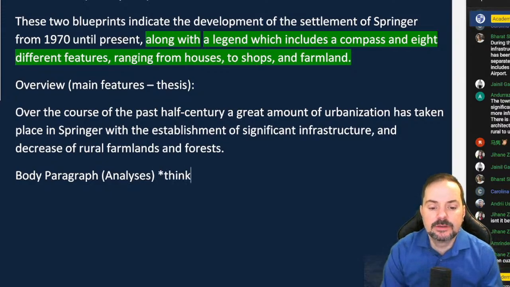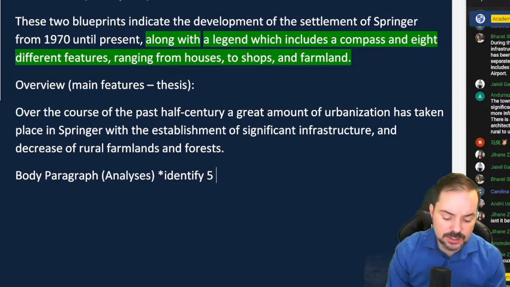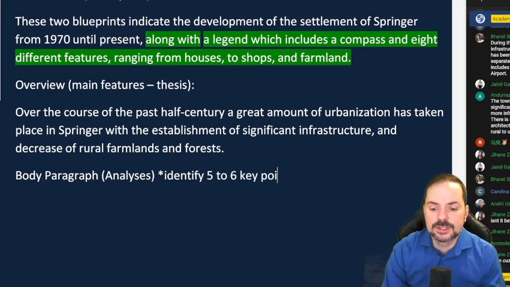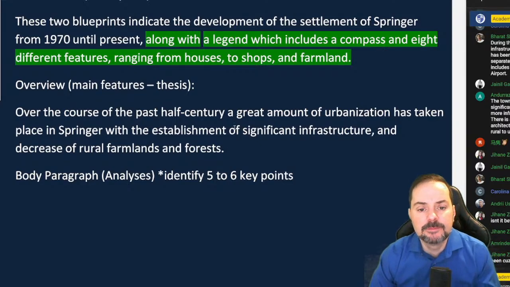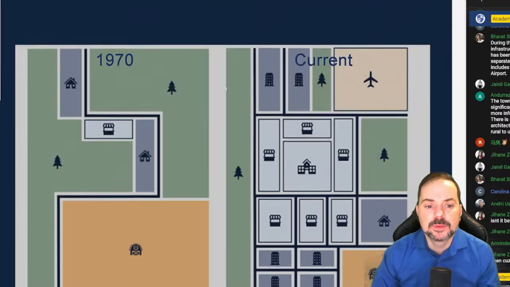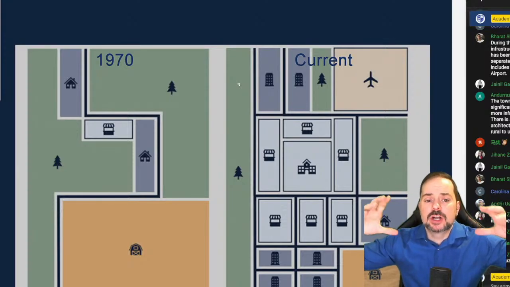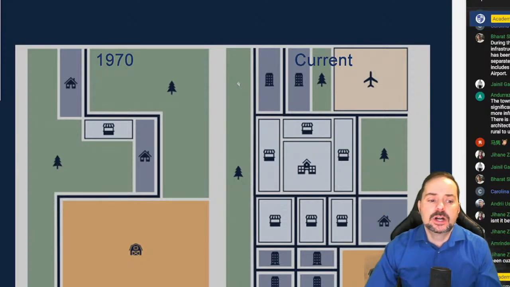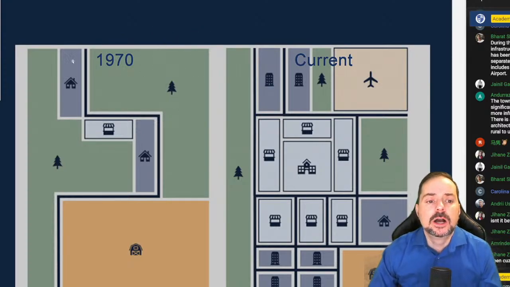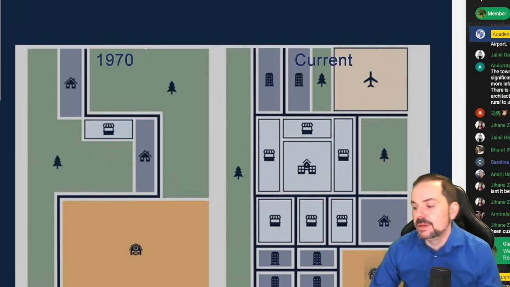So think of, or not even think of, but I should say identify, and in a structured way, 5 to 6 key points. Okay, and it's going to be obviously comparison here, or comparative, between the two time periods, all right? So look at what you can observe as the biggest changes and have structure, right? So we want to move in a systematic way. So what I would do here is I would move from the top down, okay? We can see a lot of big changes.